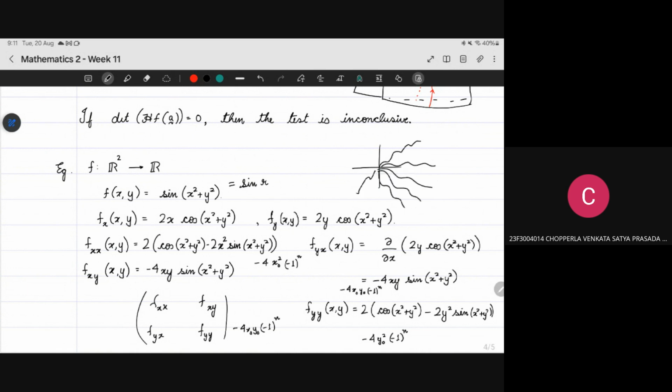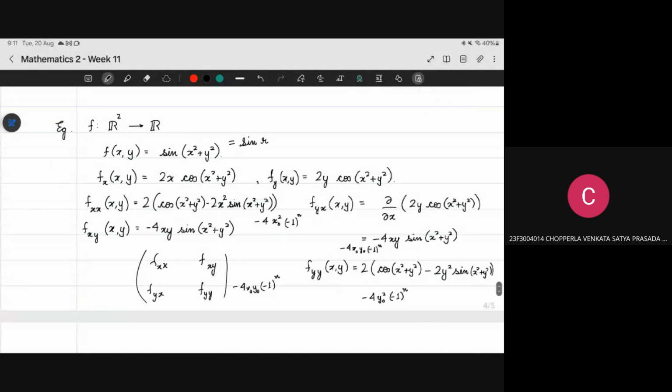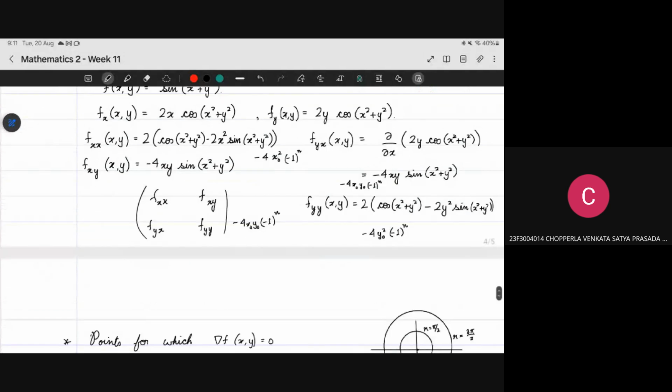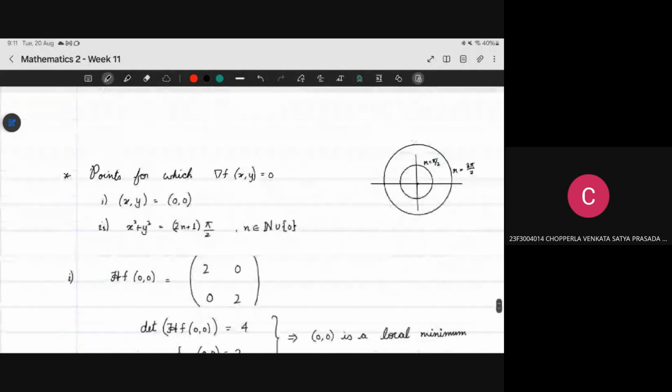It should look like this. And these points, when r is pi by 2, when you have odd multiples of pi by 2, kind of terms like 2n pi plus pi by 2, they should be maxima, and 2n pi minus pi by 2, they should be minima. But this test does not reflect it.